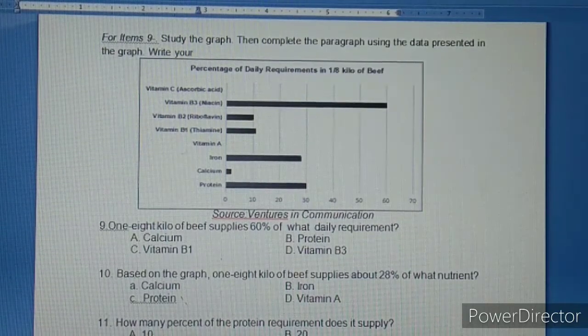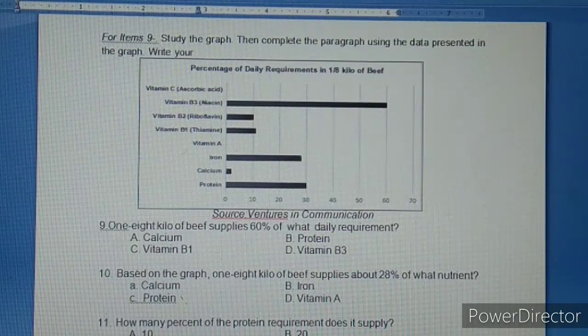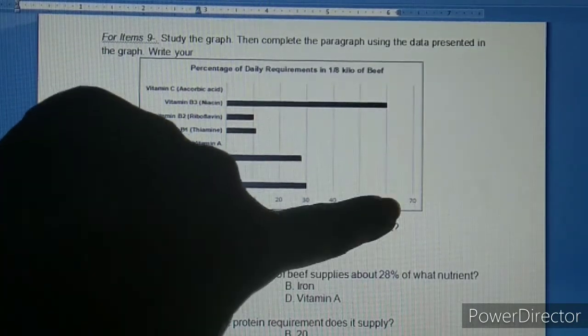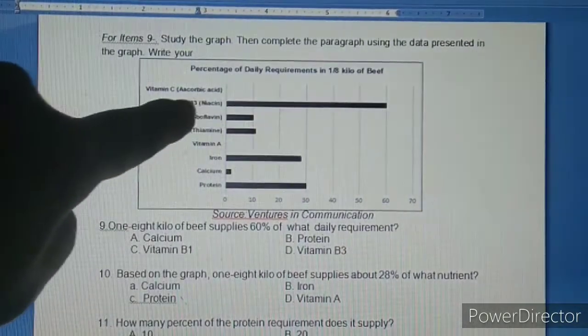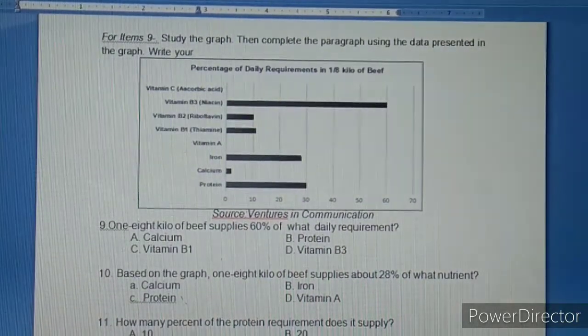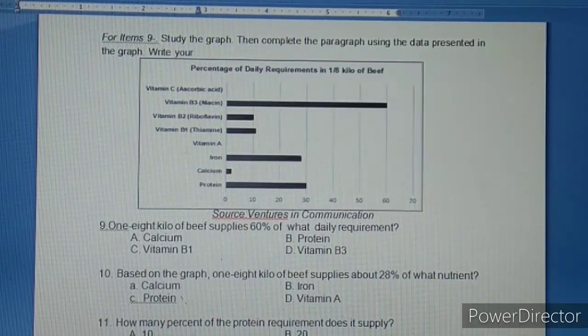The correct answer is letter 60%. So we have here 60%. So it's vitamin B3, niacin. It's letter D, as in dog.